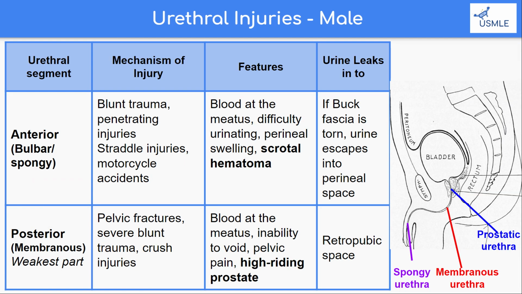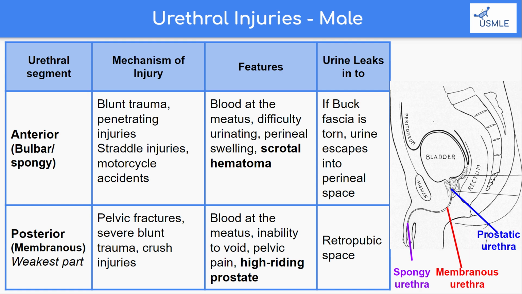The urethra exits the bladder to release urine. In males, injuries are significant to cover since the urethra has multiple regions, the weakest part being the membranous urethra or the posterior urethra. Anterior urethra or the bulbar or spongy urethra is injured by blunt trauma, penetrating injuries, straddle injuries, and motorcycle accidents. Blood is usually seen at the meatus, along with difficulty urinating, perineal swelling, and more significantly, a scrotal hematoma. If the Buck's fascia is torn, urine escapes into the perineal space.